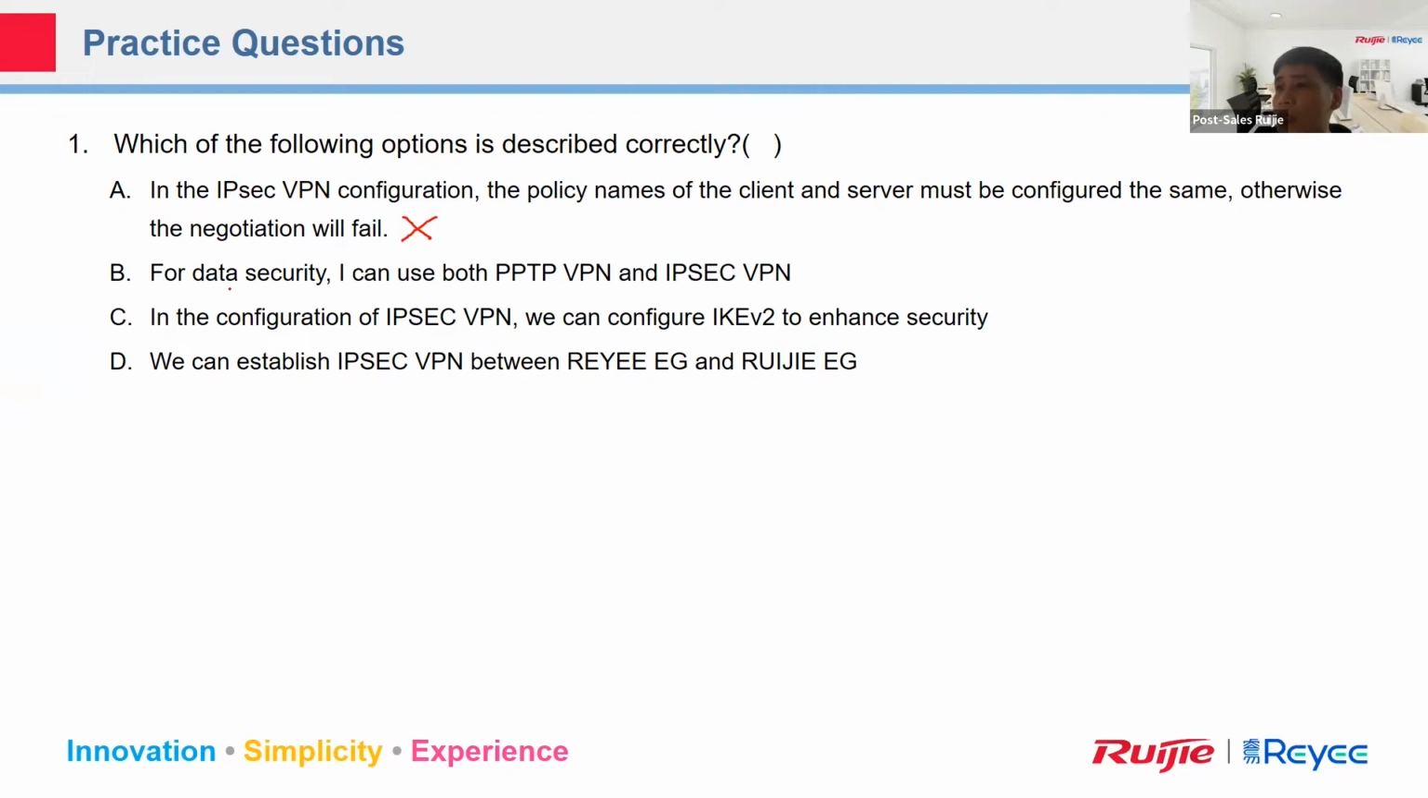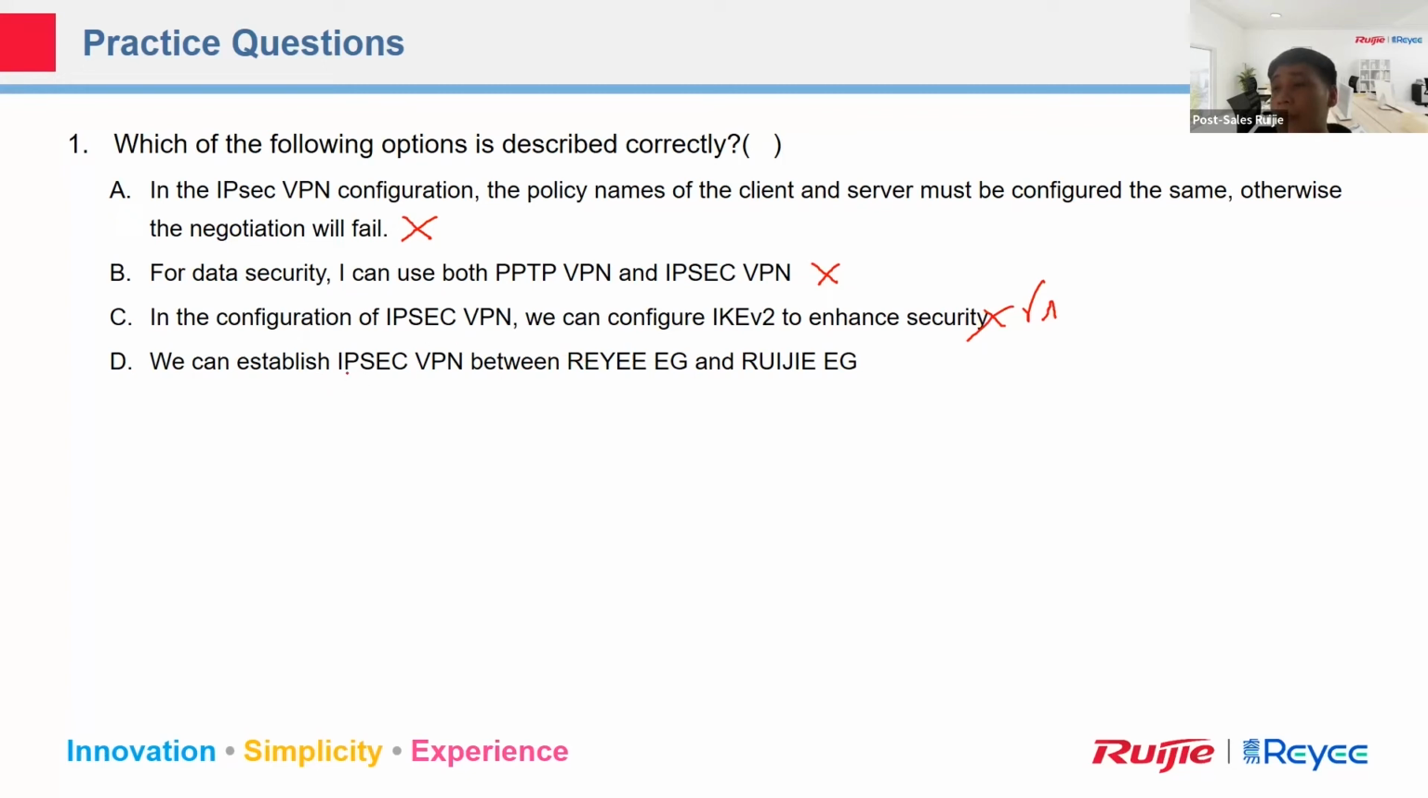For data security, I can use both PPTP VPN and IPSEC VPN. No, right? PPTP does not support it over IPSEC. Only L2TP can support L2TP over IPSEC. In the configuration of the IPSEC VPN, we can configure version 2 of IKE, right? No, only version 1 is supported. So this statement is also incorrect.